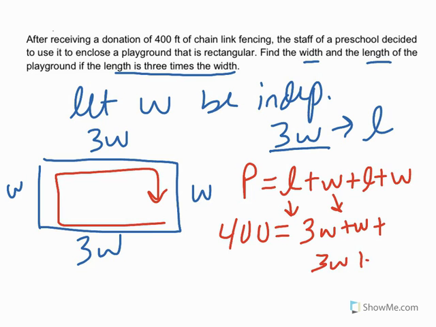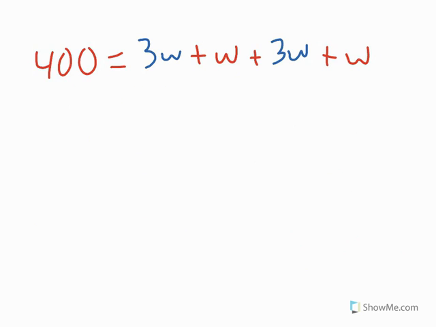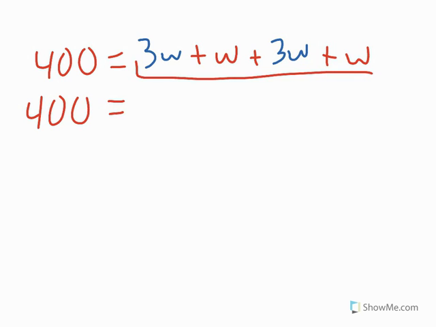So there are 3W plus W plus 3W plus W. I just rewrote it a little bit nicer here. I rewrote the 3W in blue to represent that that's the length. But if we're solving this equation, we can just combine all the like terms together. All these guys are like terms over here. So I have a total of 8 W's, 3W plus W plus 3W plus W comes out to be 8W.